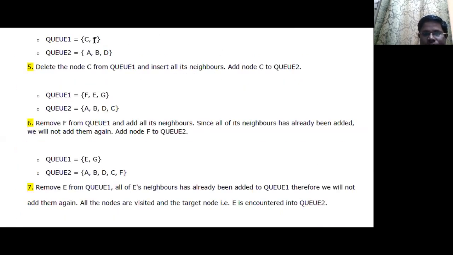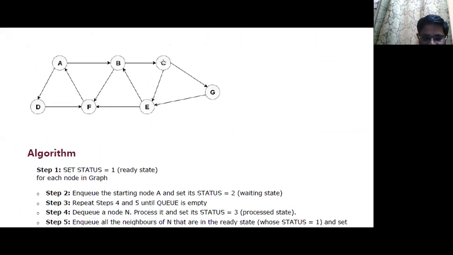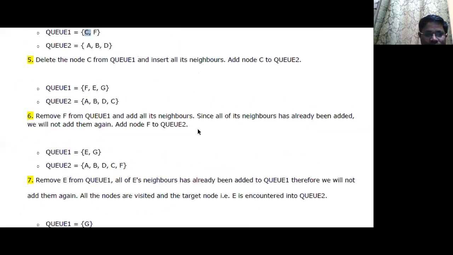So this is the scenario. Now the next step is again to delete the first node from Q1. The first node is C. So we have to delete C and move it to Q2 and add all the neighbors of C to Q1. Let us see how many neighbors of C there are. So let's proceed to the graph. This is the graph. How many neighbors of C are there? E and G. So there are 2 neighbors, E and G. So C is removed, E and G are added, and C moves to Q2. So this is the step after deleting node C from Q1.